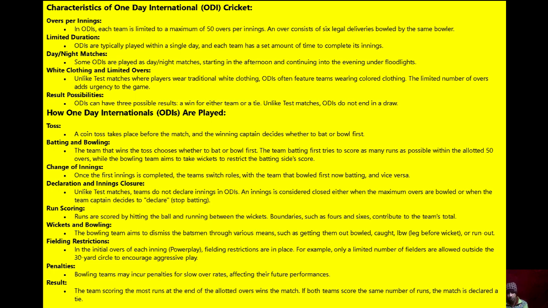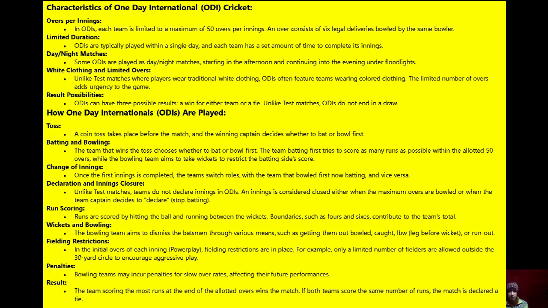So, the next topic is how T20 matches are played. First aspect is toss. A coin toss takes place before the match, and the winning captain decides whether he wants to bat or bowl first.